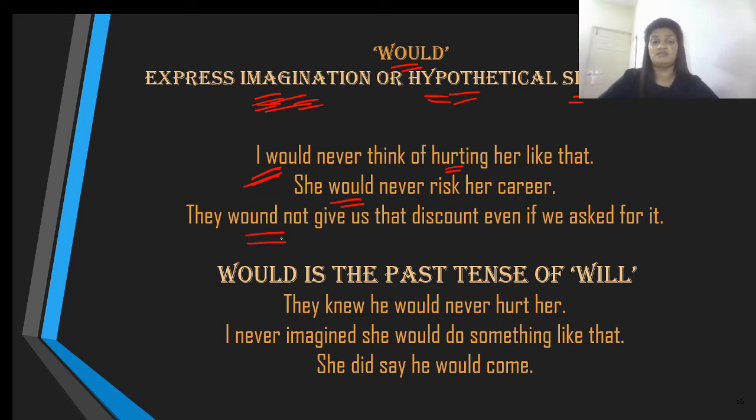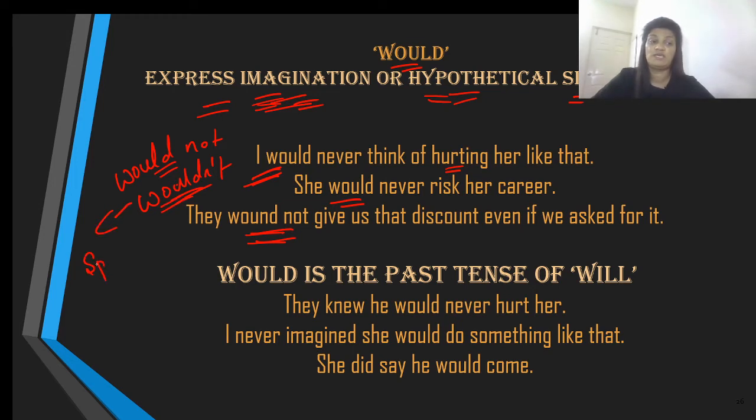They would not give us that discount even if we asked for it. So you haven't done this actually, but you were presuming, imagining in your head that even if you asked for it, they wouldn't give you the discount. Wouldn't is the contraction of would not. Let me give you a tip. The contracted forms you use mostly in your speaking, and when you use would not, you use it in your writing. So keep this in your mind. The split formations are used in writing and contracted forms are used in speaking. So they would not give us that discount even if we ask for it.